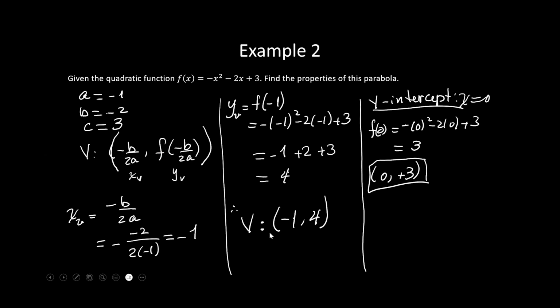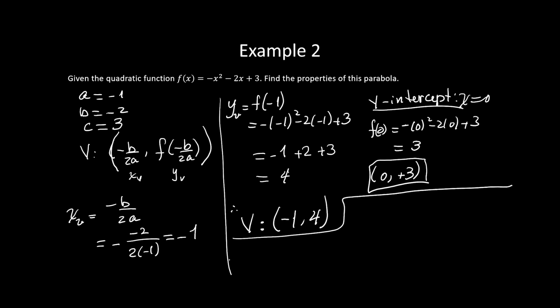Let's look now for x-intercepts. I don't have room here, so let me see if we can work it out here. That's when we set y to 0. So for the x-intercepts, y is 0. We set this to 0: negative x squared minus 2x plus 3 is 0. Multiply everything by a negative, and that becomes x squared plus 2x minus 3 is 0.